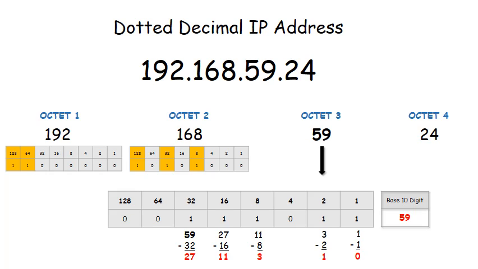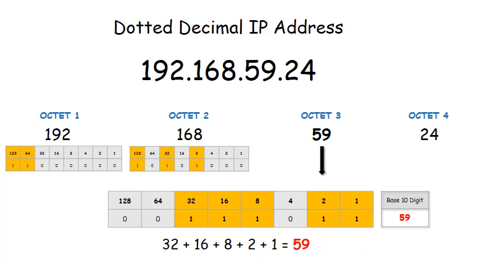Next we've got 59. First highest number is 32, so you subtract it to get 27. Next highest number is 16, subtract it to get 11. Next highest number is 8, subtract it to get 3. Next highest number is 2, subtract it to get 1. And the next highest number is 1, and subtract it to get 0. Placing 1s in all of those columns that we used. And adding up all of the columns with 1s, you can check and see that it indeed does equal 59. 32 plus 16 plus 8 plus 2 plus 1.